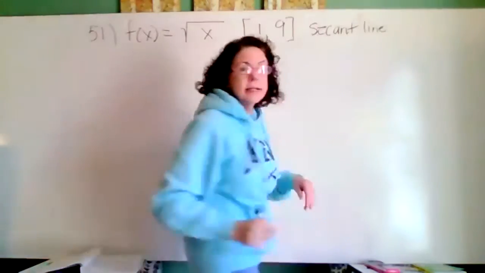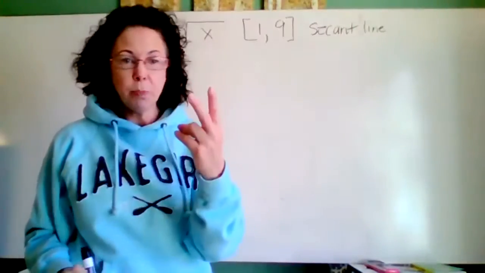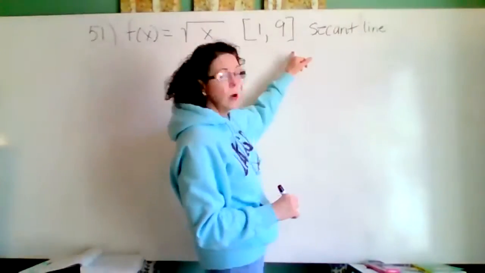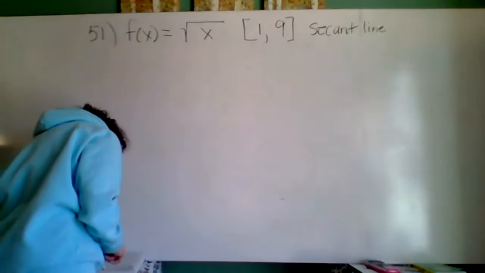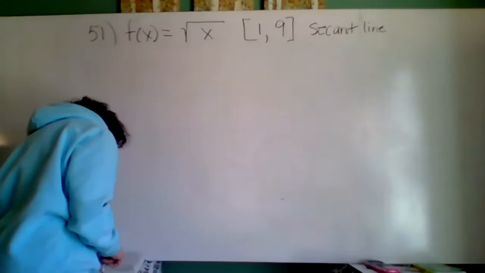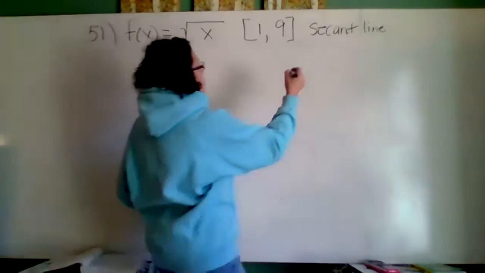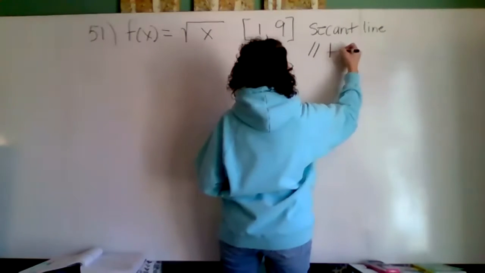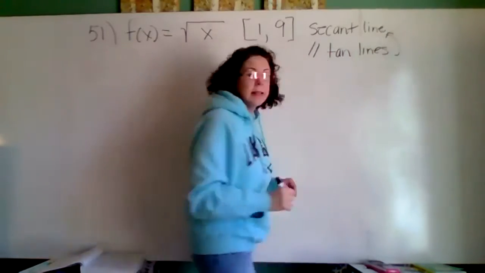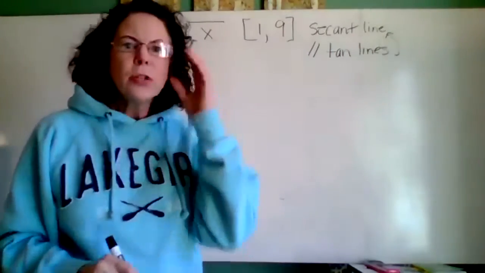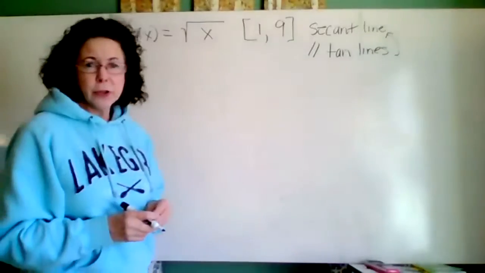A secant line is a line that hits a graph at 2 points, and they want it to hit at the point 1 and 9. So I'll work on that. And then they want to find and graph any tangent lines that are parallel. So they want parallel tangent lines parallel to that secant line. Okay, so let's go ahead and do that secant line first.